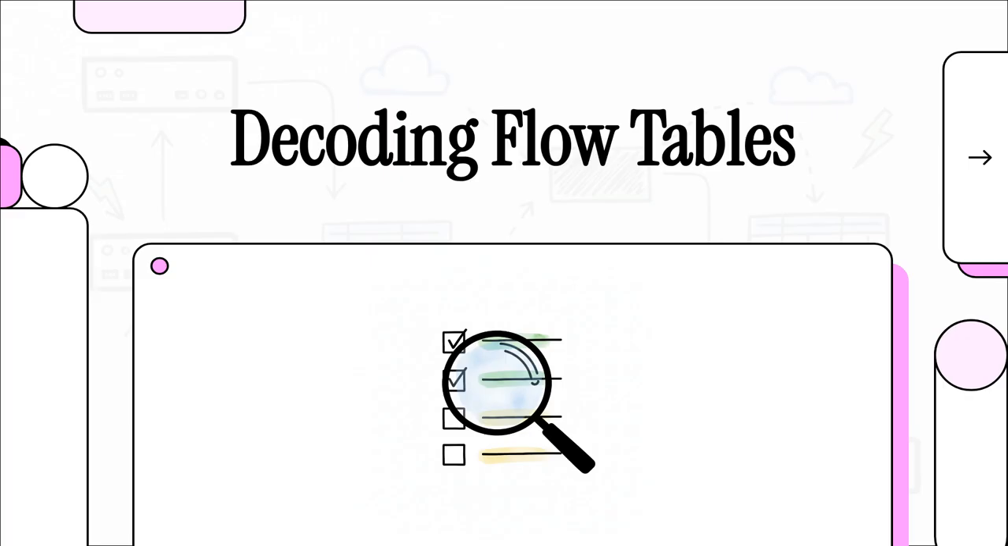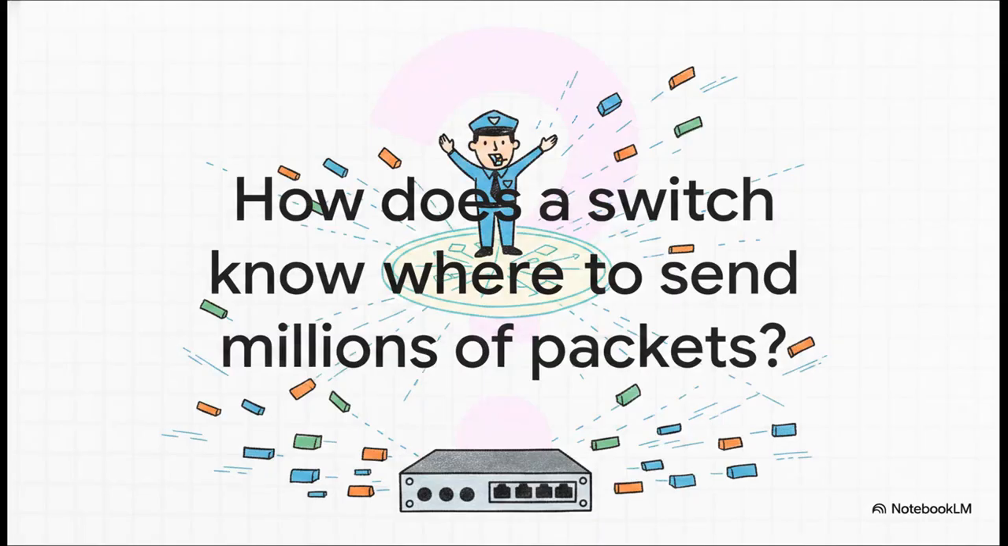But how do those tiny packets of data know exactly where they're supposed to go? It's a pretty fascinating question, right? When millions, literally millions of data packets hit a network switch every single second, how does it know exactly where to send them without missing a beat?